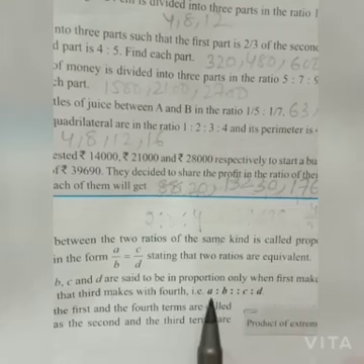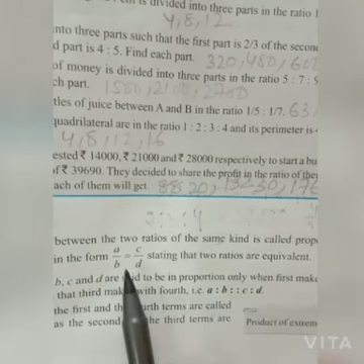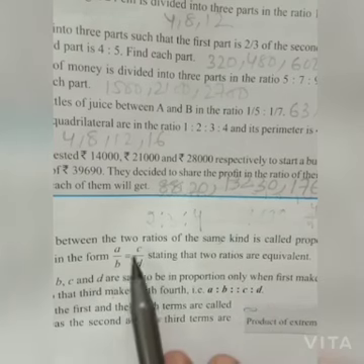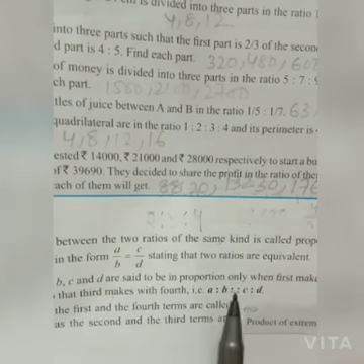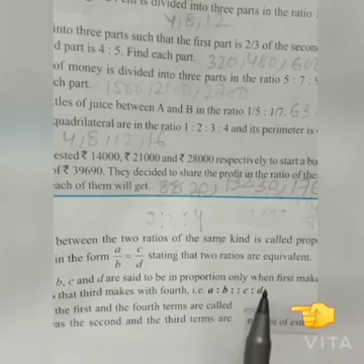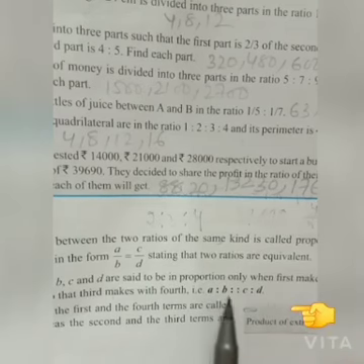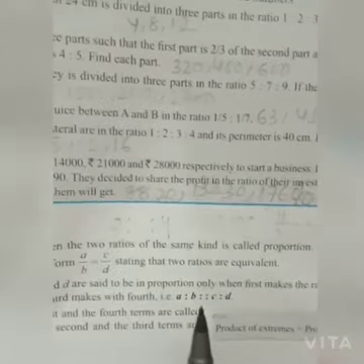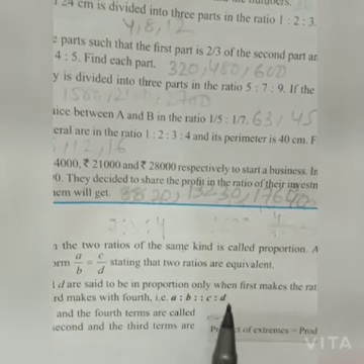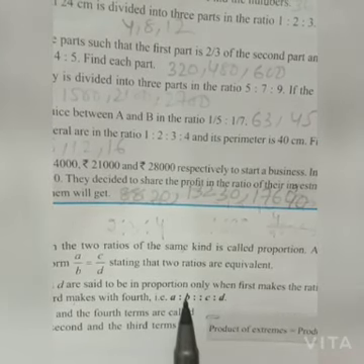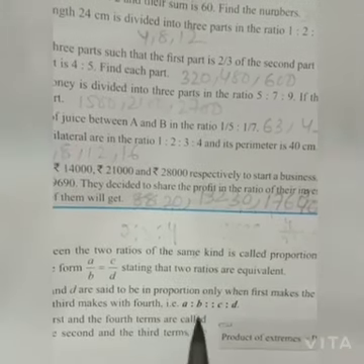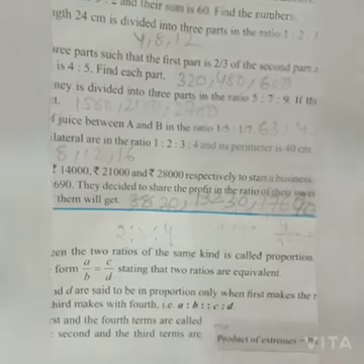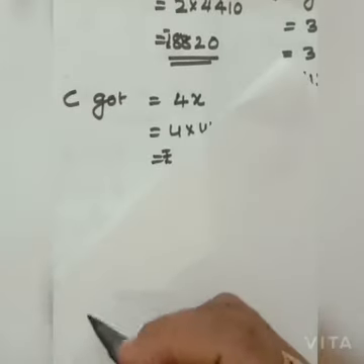How to check it? You have to multiply AD. See, AD, that is the first one and last one. BC, that is the middle ones. Product of extremes equal to product of means. Both products should be equal. When you multiply AD, whatever answer you get, that answer should come when you multiply B and C. Then you can say these two ratios are in proportion. Clear? Now you understand proportion.